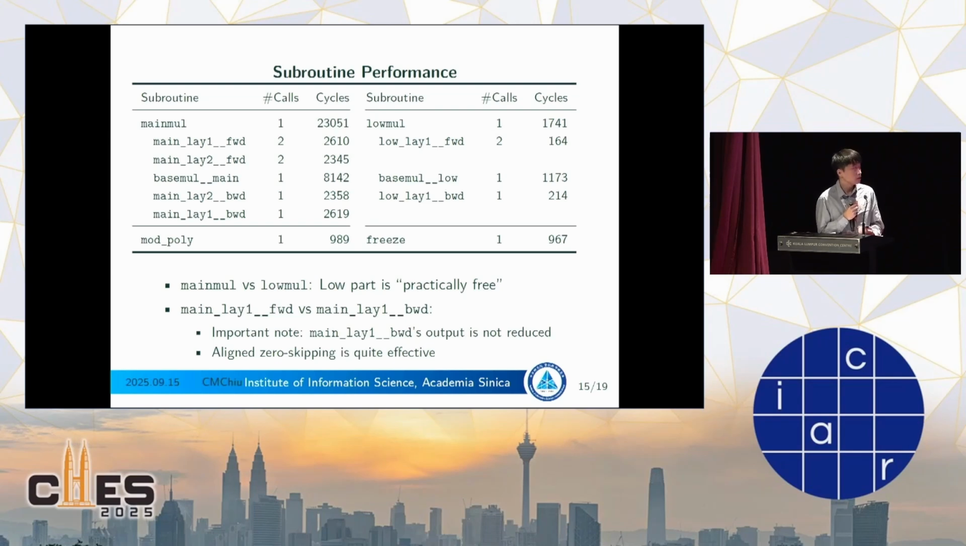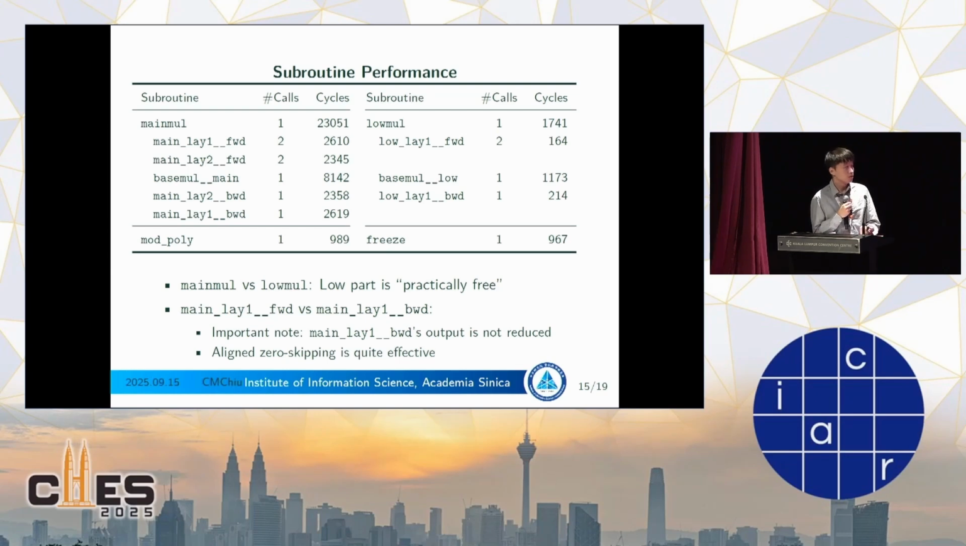Next, we will take a look at the subroutine performance. One interesting comparison is you can see that the low part multiplication actually used less than 1/10 of the cycle count compared to the main part multiplication. So this confirms our intuition that the low part multiplication is basically much faster than the main part multiplication, and the low part can be considered practically free.